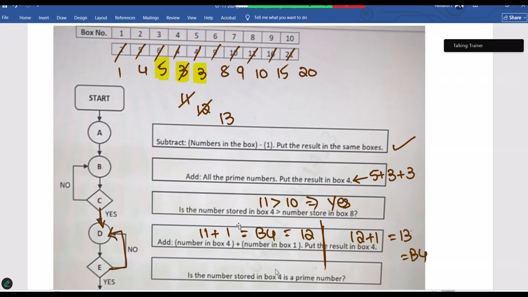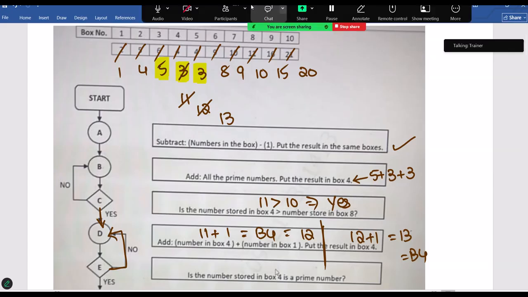Then we are checking, is it greater than the number in box 8? Yes, it's greater only now. Then keep doing, until it becomes a prime number, we have to add box 1 to box 4. So we got 30, we stopped. So that's it. Answer is 30.